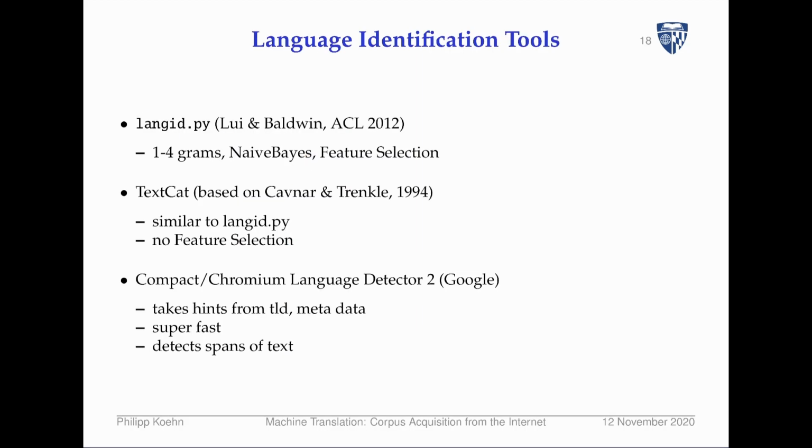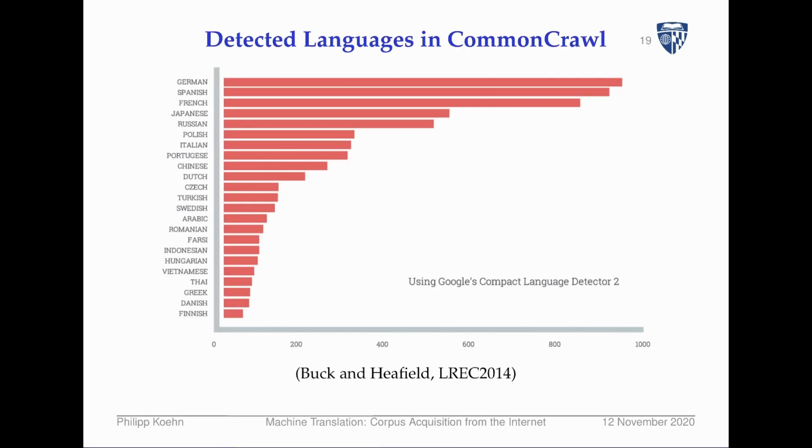So here are some examples for language ID. There's langid.py, a Python tool that uses 1 to 4 grams over characters, naive Bayes, and has also some feature selection. Another one is called TextCat, which is similar to langid.py, but it doesn't have feature selection. And another very common tool is CLD2, or there's now a CLD3 out even. That's the Chromium language detection by Google. That also looks at hints from top-level domain and metadata in HTML. It's super fast and also breaks things down. If you feed it a document, it can actually say for specific spans of text, this span is English, the next span is Portuguese.